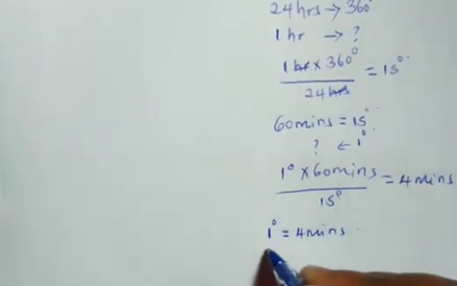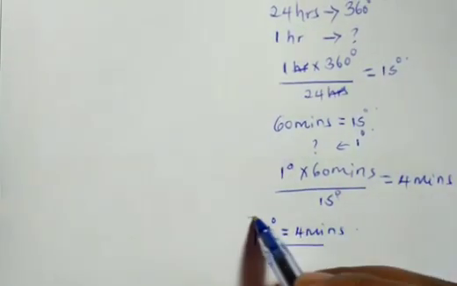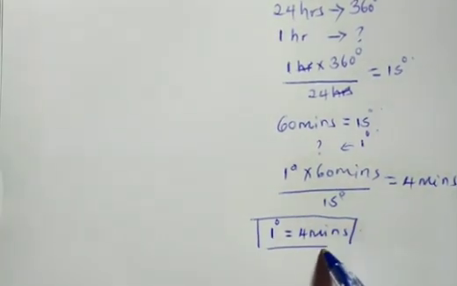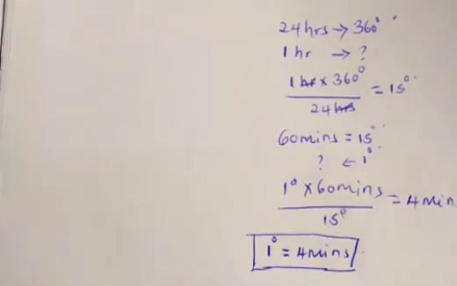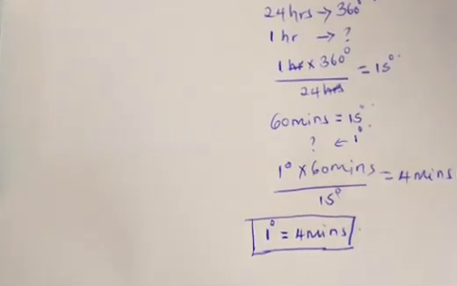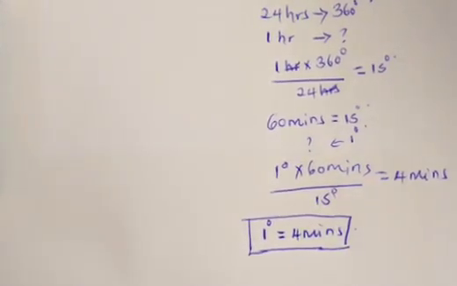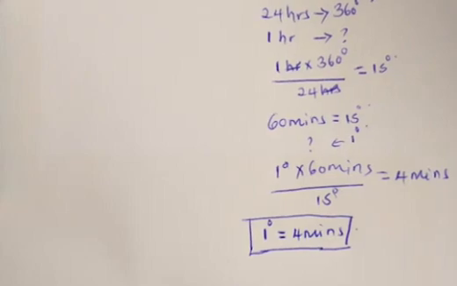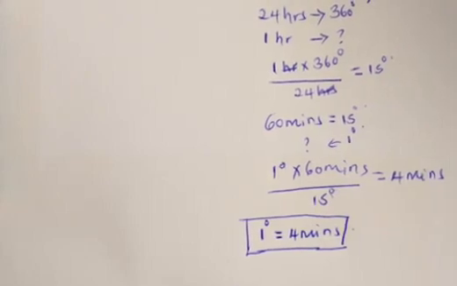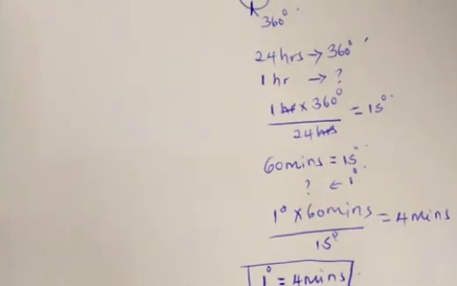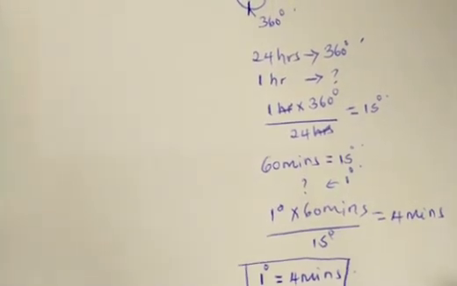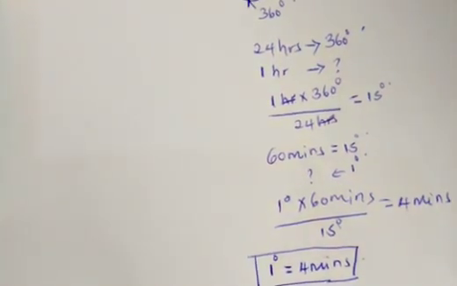I'm very sure you have seen this before. So that is where it comes from. It's just a simple derivation or a summary of where we get 1 degree being equal to 4 minutes. It just means that the Earth rotates 1 degree in 4 minutes. So with that, we can go to our questions, which I was intending to solve today.